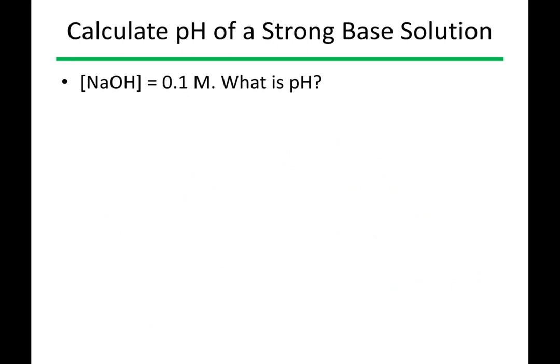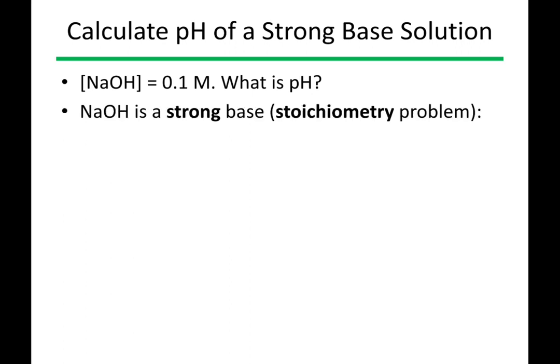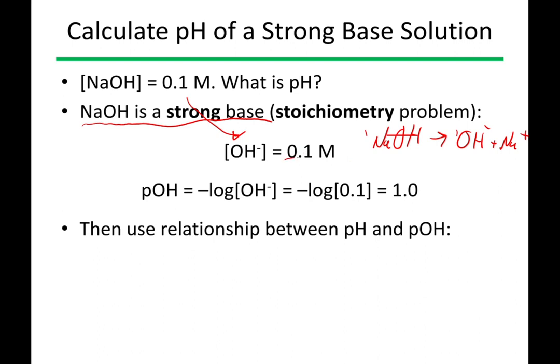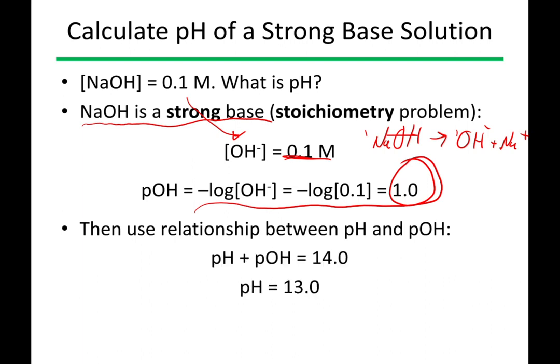Let's look at calculating the pH of a strong base solution. So if we have the sodium hydroxide and it's 0.1 molar, we could try and figure out the pH. And so this is a strong base. Any soluble hydroxide salt is going to be a strong base. So this is just a stoichiometry problem. The concentration of OH minus then is just going to be the same as the concentration of NaOH. We'll have this reaction here, and it's a 1-to-1 ratio, so they have the same concentration. When we find the negative log of that concentration, we get the pOH for a 0.1 molar sodium hydroxide solution, and then to find the pH, we'd do 14 minus that answer to get 13.